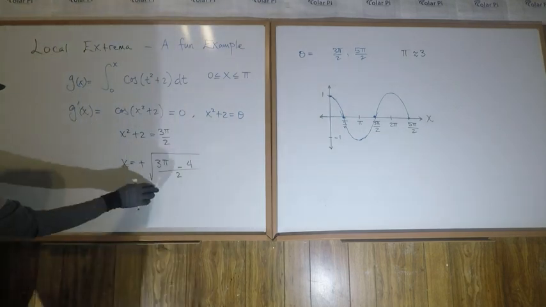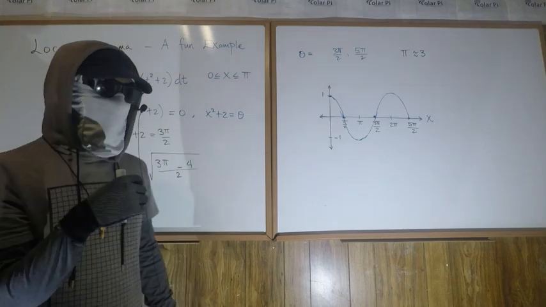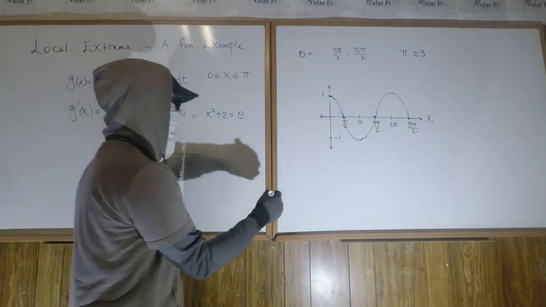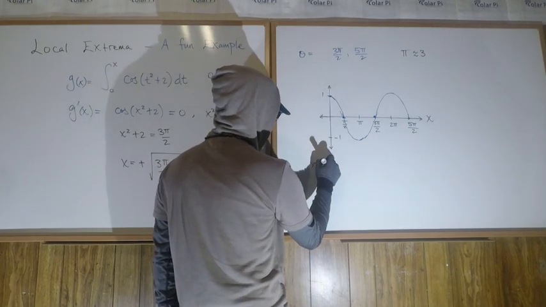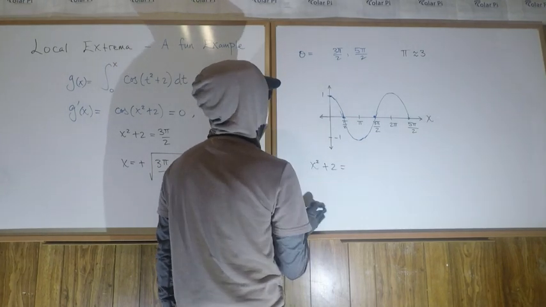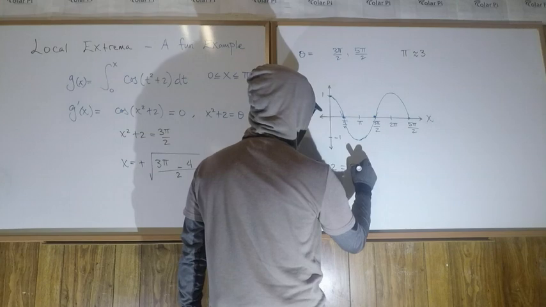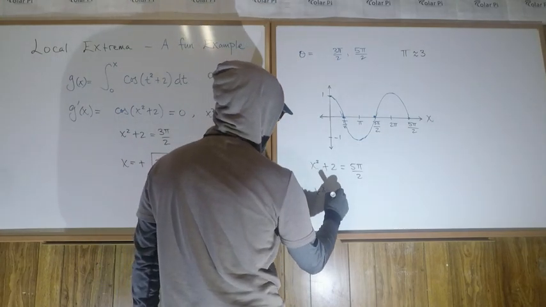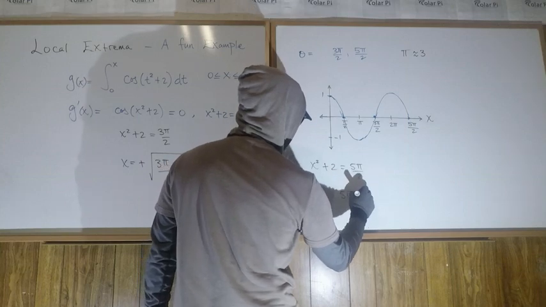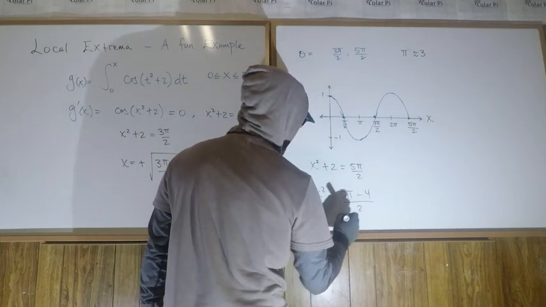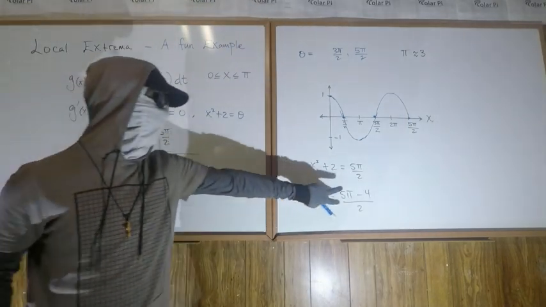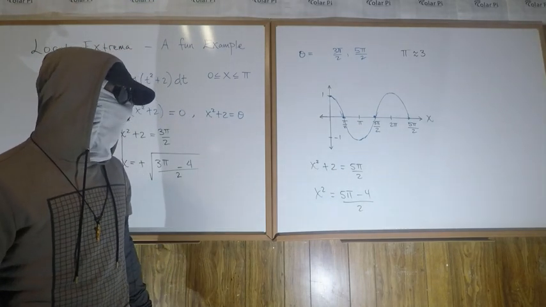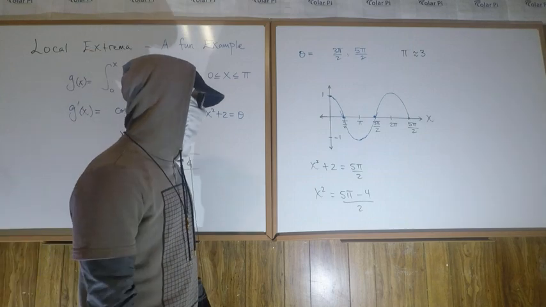So this is one of our critical numbers. Okay, cool. And similarly, we go x squared plus 2 is equal to, this time, 5 pi over 2. So from that, it means that x squared is equal to 5 pi minus 4 all over 2. This is good because 5 pi is about 15, minus 4 would put us at about 11 over 2. Yeah, we make sense of that.